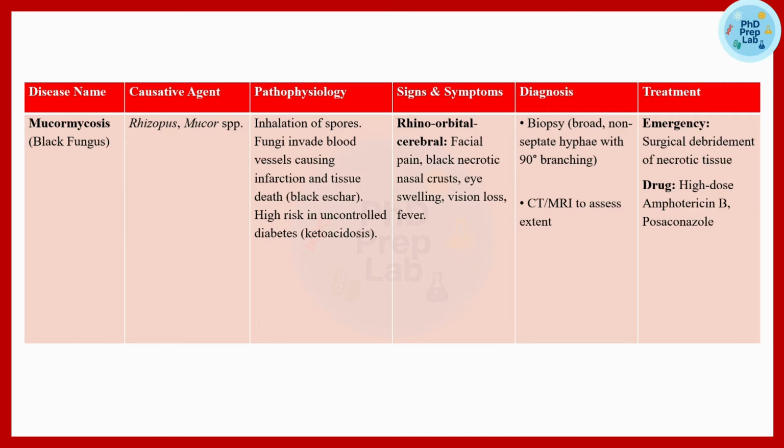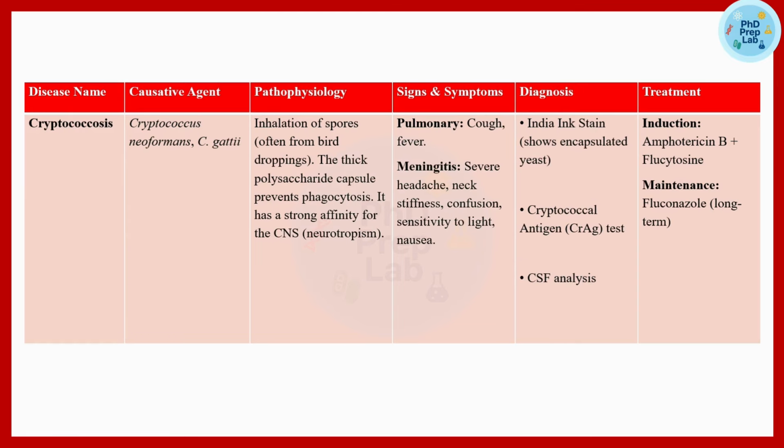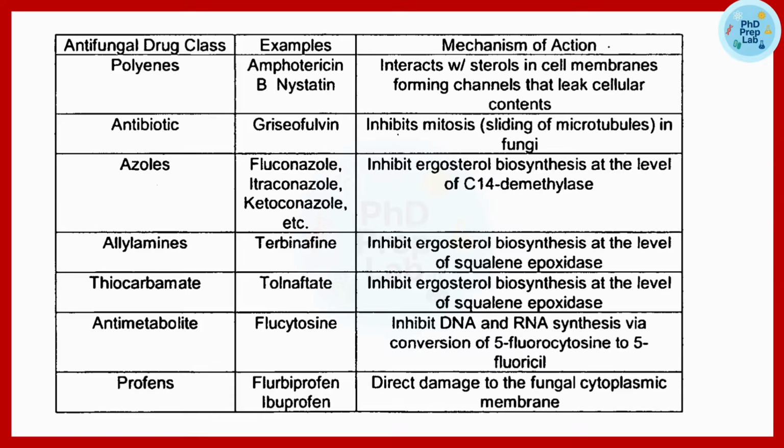Then we have mucormycosis, which is also called black fungus. The causative agent is Mucor or Rhizopus. The common signs and symptoms could be facial pain, black necrotic nasal crust, eye swelling, vision loss, etc. Then we have cryptococcosis. The causative agent is Cryptococcus neoformans or Cryptococcus gattii. The signs and symptoms are cough and fever. It could also lead to meningitis. The diagnosis is India ink stain, so the stain is important.